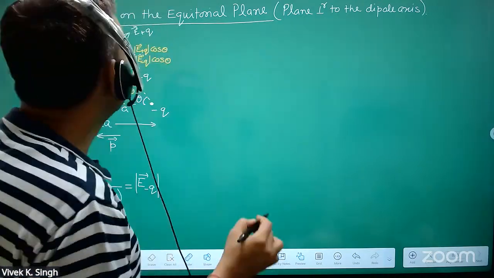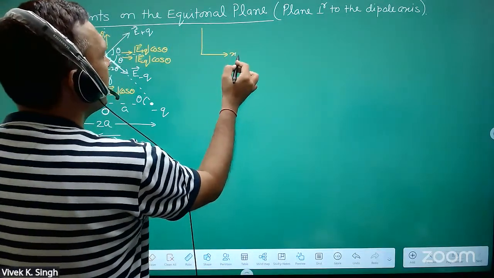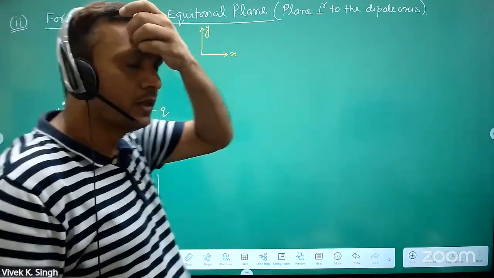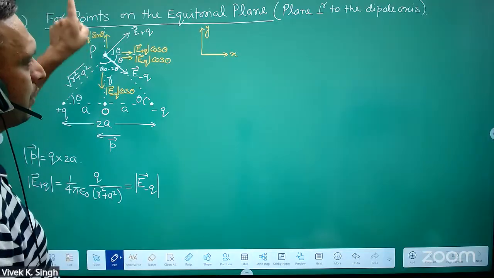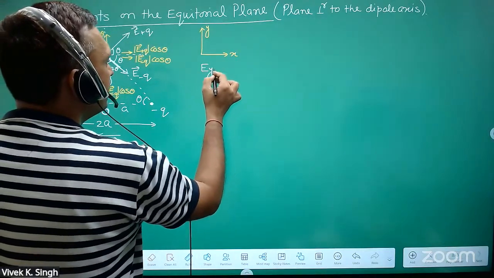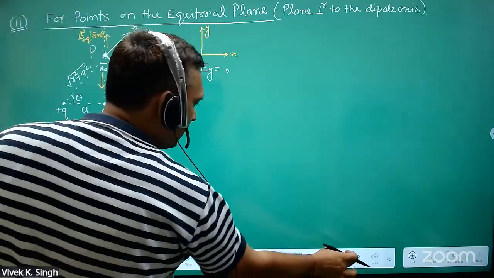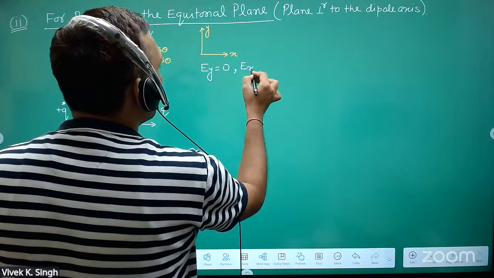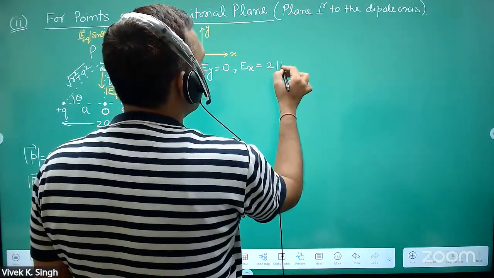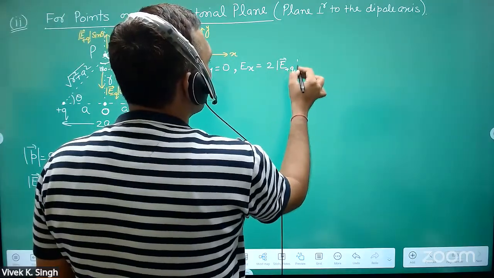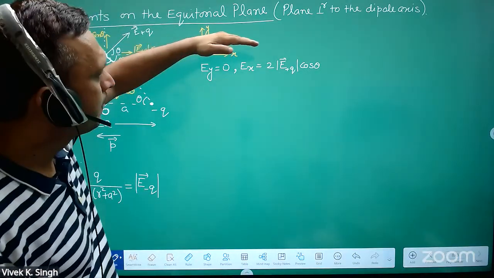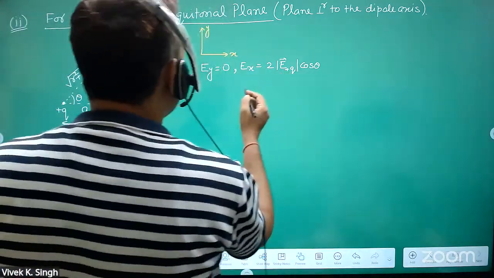Now take the vector sum. So if I'm taking this to be the x direction, this is the y direction. So the resultant along the y direction will be 0. This component will cancel out. And what will be the resultant in the x direction? Because the magnitude of plus q and minus q fields is the same, this is twice the magnitude of plus q's field times cos theta, and the direction will be x cap. This is the direction. So let's write the magnitude. What will be this value?